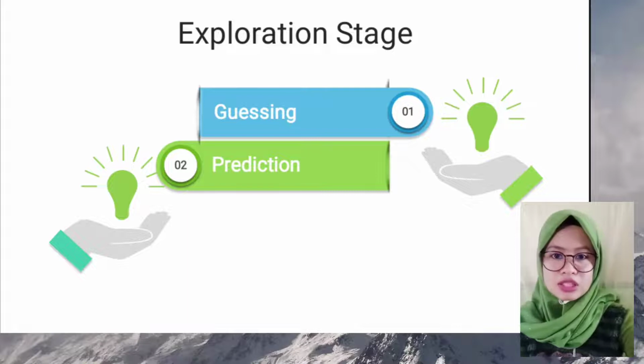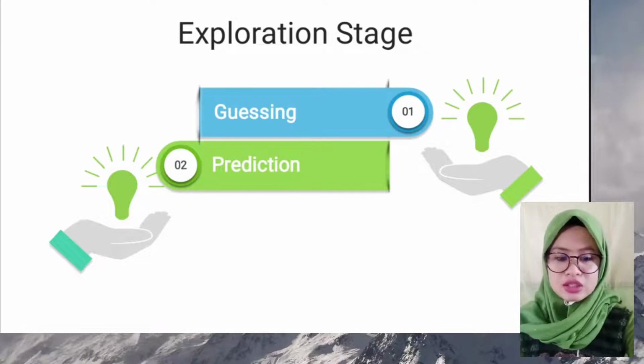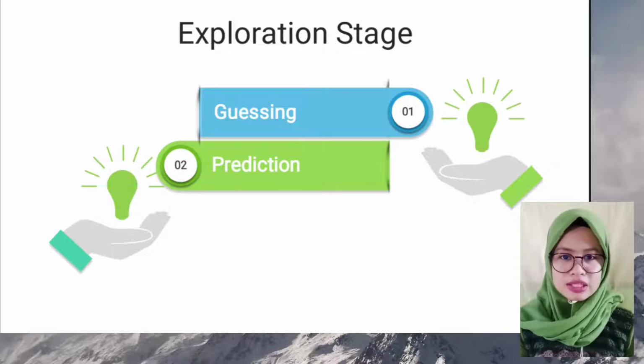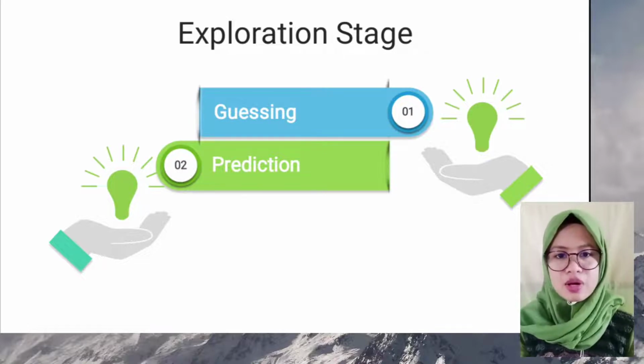And the second one is prediction. Same as guessing, students are allowed to predict the topic before looking at the picture. And I think that's all from me, and the next material will be delivered by my friends.